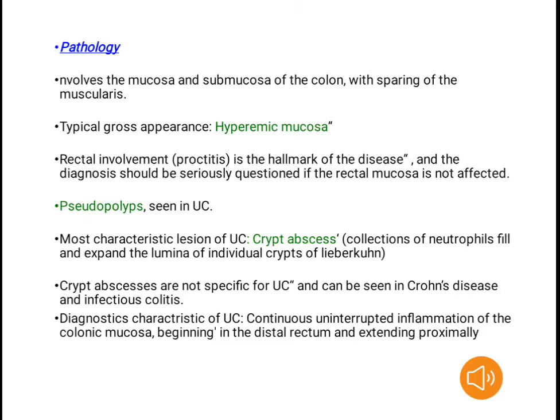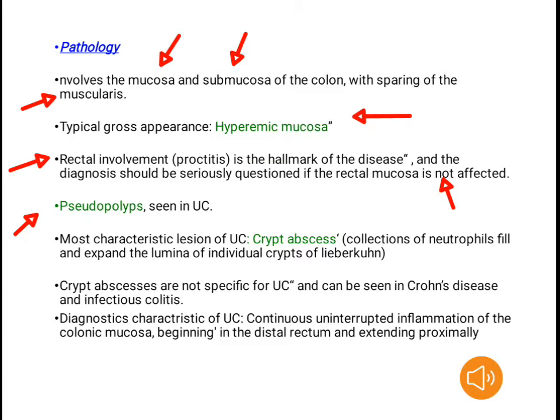Now moving on to pathology. Ulcerative colitis involves the mucosa and submucosa of the colon, with sparing of the muscularis. Typical gross appearance: hyperemic mucosa. Rectal involvement. Proctitis is the hallmark of the disease, and the diagnosis should be seriously questioned if the rectal mucosa is not affected. Pseudopolyps are seen in ulcerative colitis.